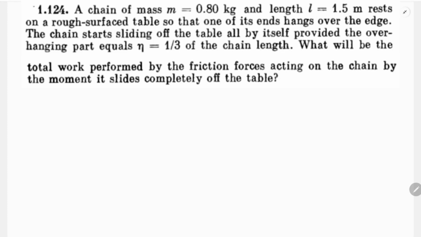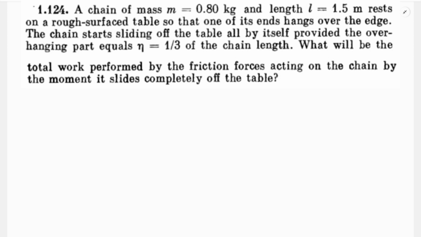So we are dealing with the sixth problem in this series. The problem number is 1.124, and the problem states: a chain of mass m equal to 0.80 kg and length 1.5 meter rests on a rough surface table so that one of its ends hangs over the edge. The chain starts sliding off the table provided the overhanging part equals 1/3 of the chain length.